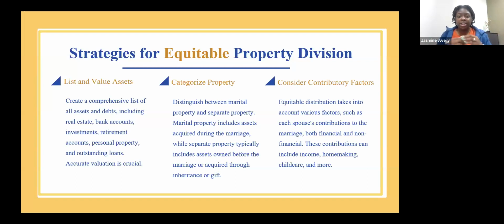And then lastly, you want to consider contributory factors. There are a lot of different factors that go into property division. If you were a stay-at-home parent, that could be a factor that would give you a higher share of the community property. If there are childcare expenses, if there are disparities in income, whatever it is, all of these different factors can affect how the property is going to be divided up.